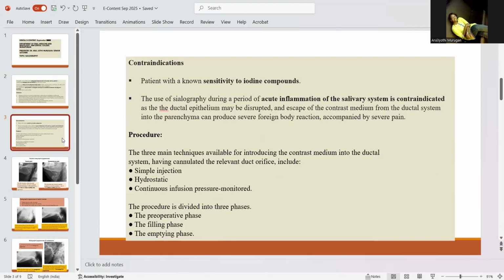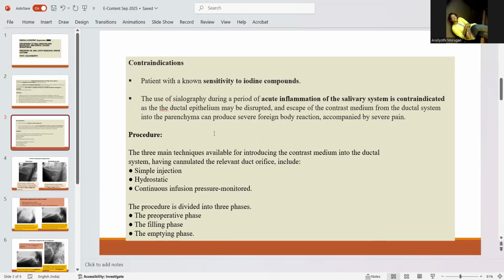In the presence of small calculi, the contrast media is introduced to push out the small salivary calculi from the ductal system. The major contraindication is when the patient is sensitive to iodine compounds or iodine-based dyes. It is also not used during the period of acute inflammation of the salivary system, where the epithelium is disrupted and the contrast medium could escape into the parenchyma, causing severe foreign body reaction and severe pain.